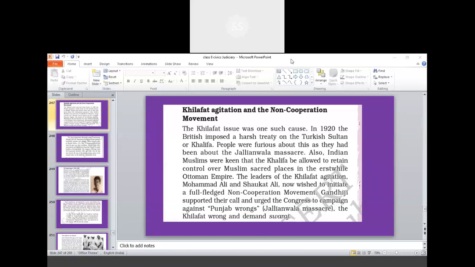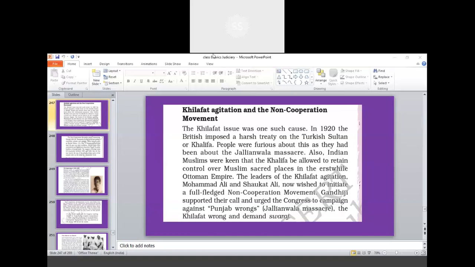So the people who agitated against the Rowlatt Act, it turned into a very unorganized, very infamous incident of Jallianwala Bagh massacre. That's the example of the brutality of the British, how brutal British were, or how cruel British were towards the Indians. Okay. So later we were discussing about Khilafat movement.